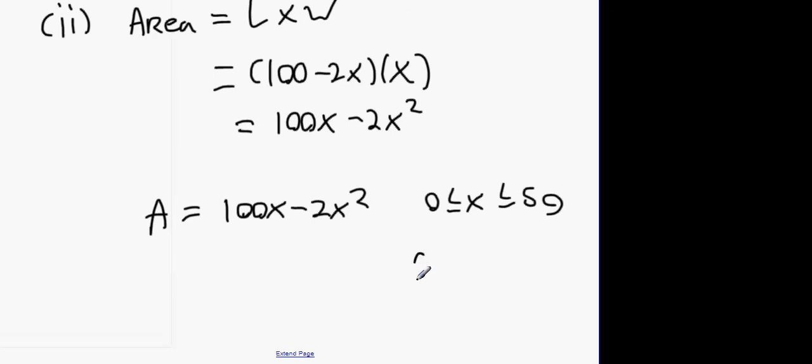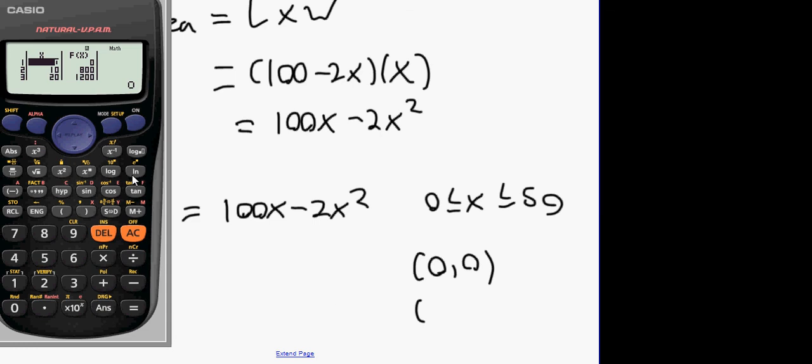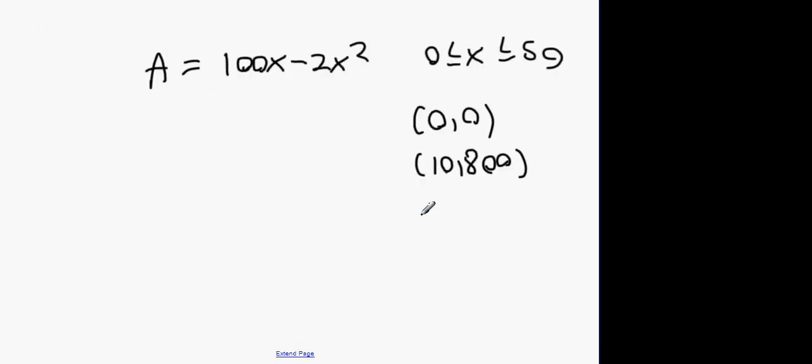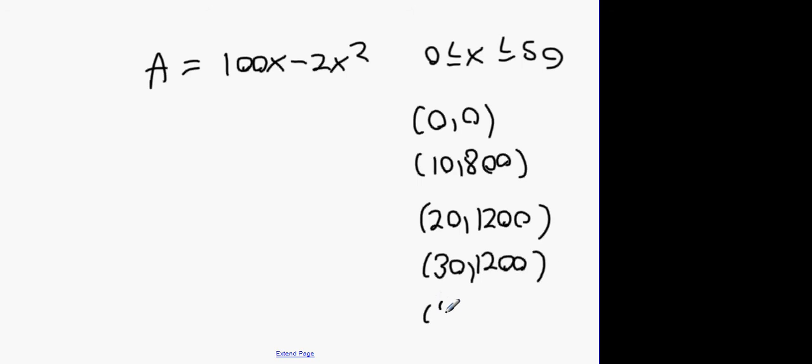So the first point is 0, 0. Second point is 10, 800. Next one after that, 20, 1,200. One after that, 30, 1,200. One after that is going to be 40, 800. And then finally 50, 0, isn't it? Yeah. Now, let's draw this out.